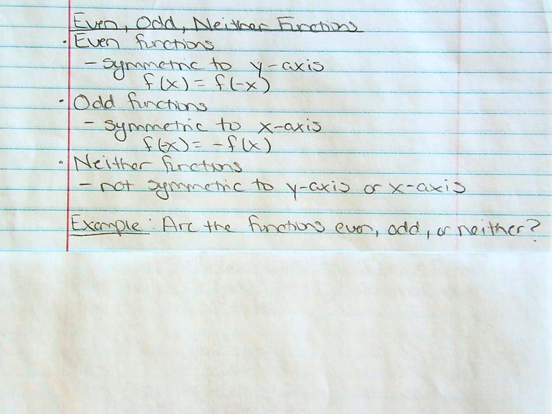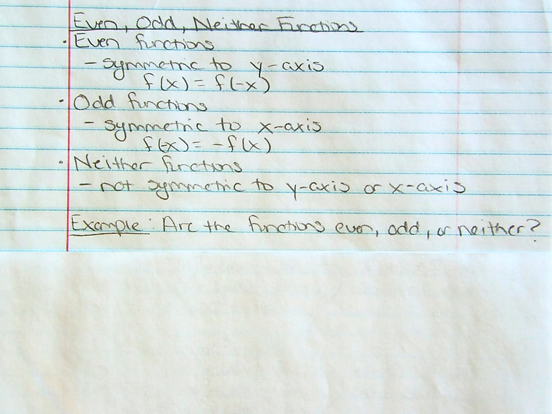Odd functions, though, are symmetric to the x-axis, and that's where we would switch out our y's. But in this case, they're talking about it in terms of the x's. So f of negative x is going to equal negative f of x. You are neither if you're not symmetric to the y-axis or the x-axis.